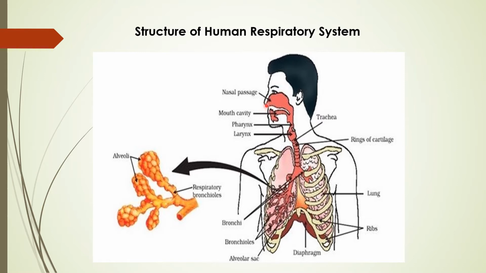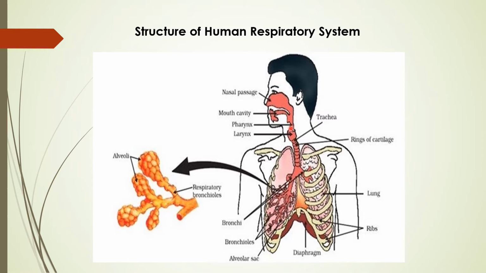It is followed by the nasal passage. You can see the nasal passage here. Air entering the nostril leads to the nasal passage, and it is mainly responsible for conducting the air. Now after that, there is another structure that we call the pharynx, followed by the larynx. The nasal chamber opens into the pharynx. It passes air to the next part of the respiratory system that we call the larynx.